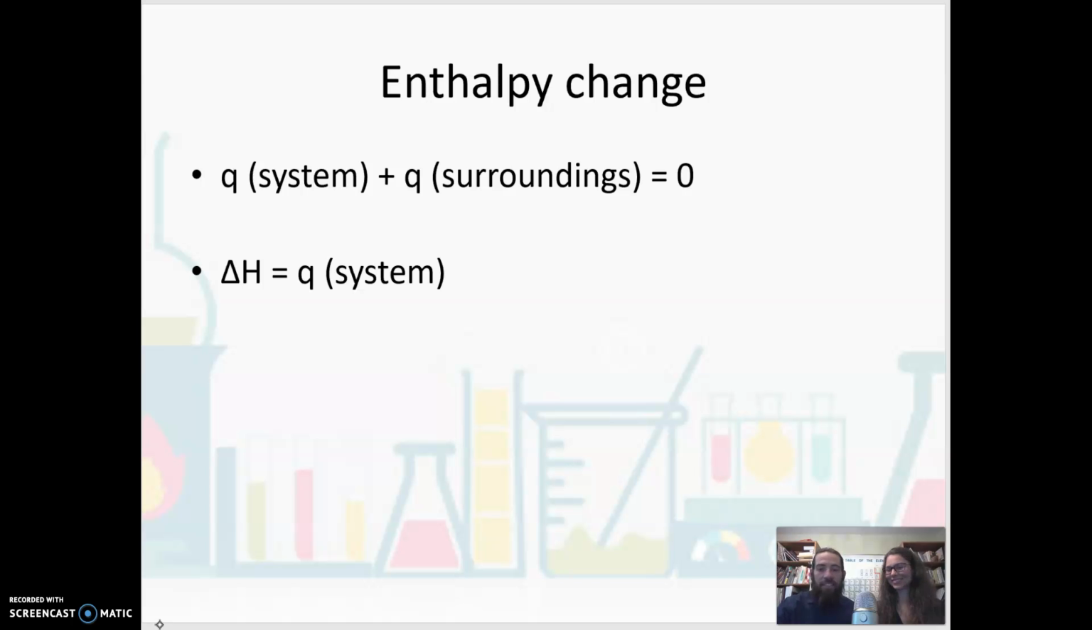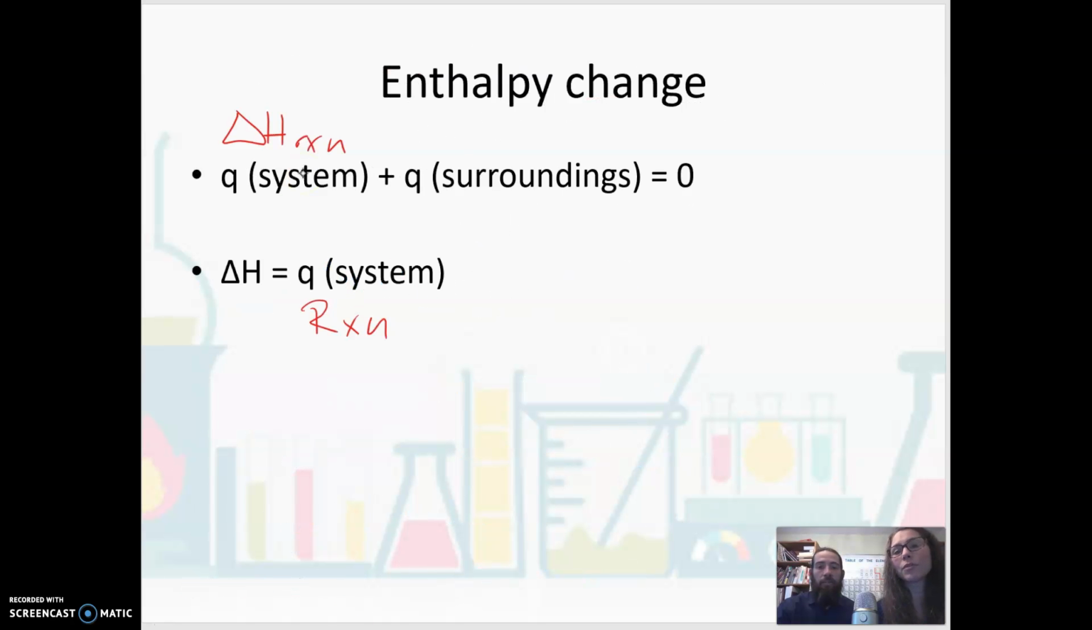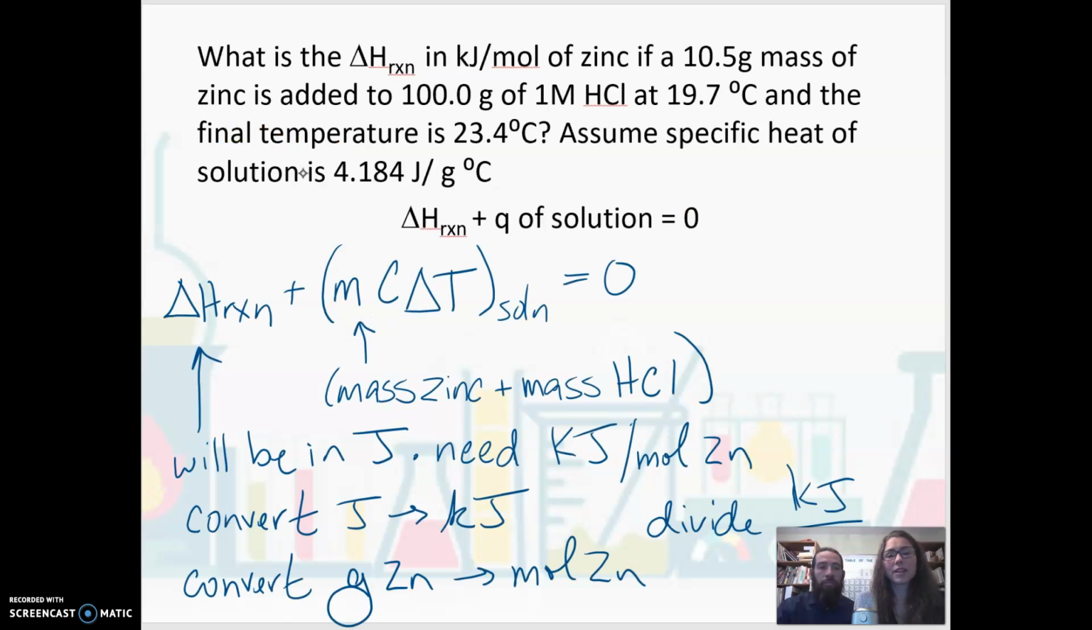So we have Q of the system, heat of the system, plus the heat of the surroundings equals 0. So one's going to be negative, one's going to be positive. They're going to have the same magnitude. And in this case, our Q of our system is the delta H of the reaction. So if we know one, we know the other because they both add together to equal 0. So that's how we're going to get to this delta H of reaction.